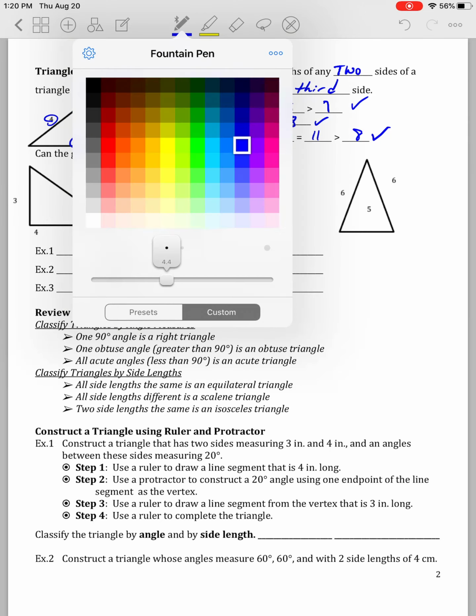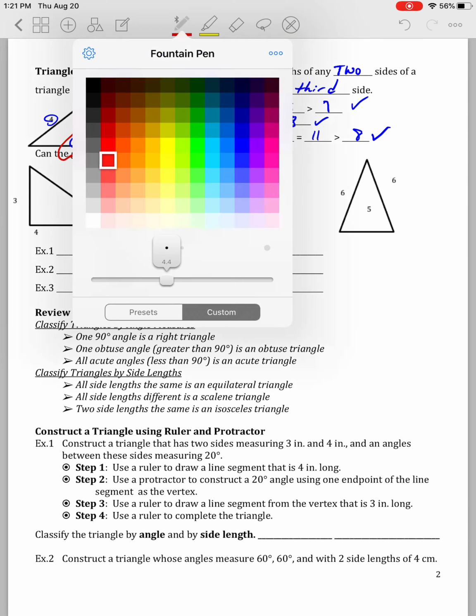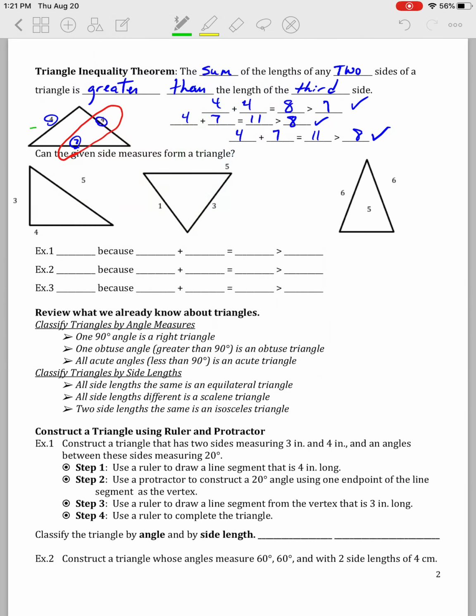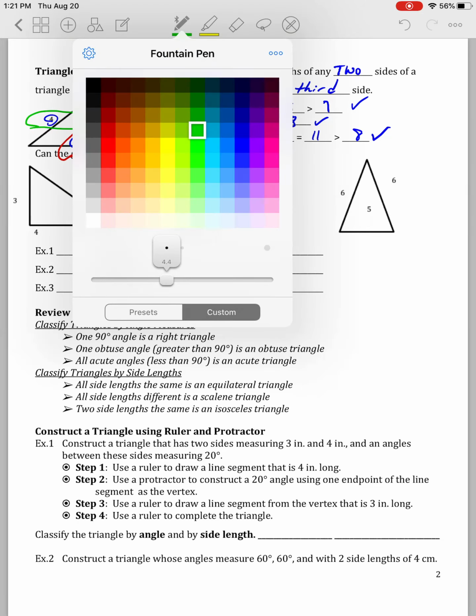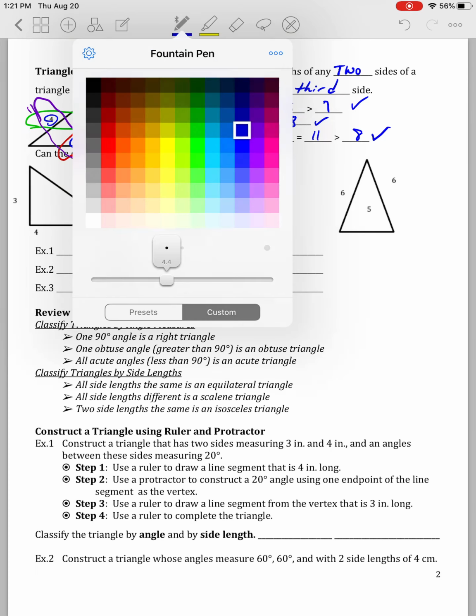If it helps, let me show you with this red color here. What you want to do is add that side up. You want to add these up. And let me choose one more color. How about purple? And you want to add these up. Okay? Now, let's get back to my blue pen.